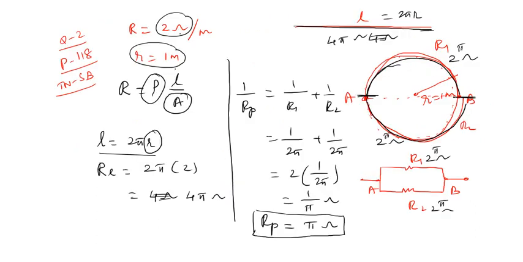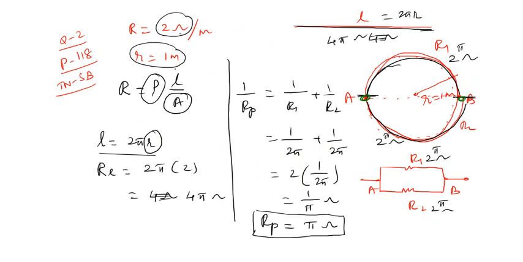Now look at this question. This question is taken from the Tamil Nadu State Board book, page number 118. This is question number 2. The question says that a wire of length L, they did not mention how much length that is, has a resistance of 2 ohm per meter. It is bent to form a circle of radius 1 meter. What is the effective resistance between the two ends A and B?